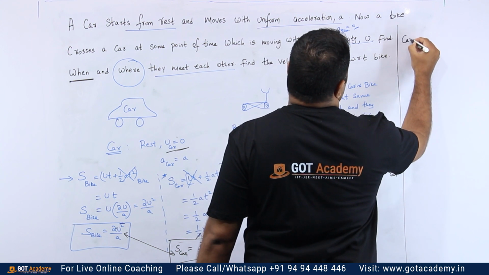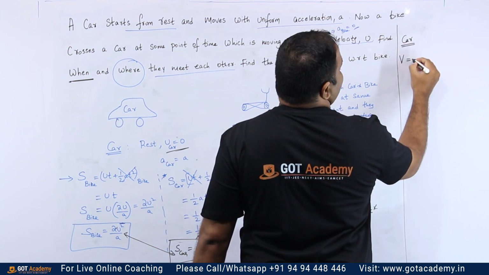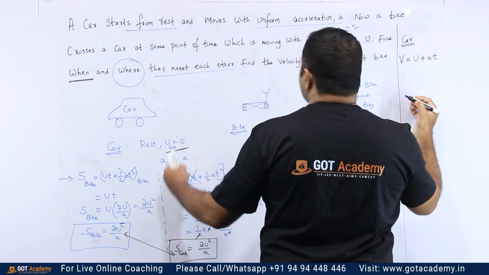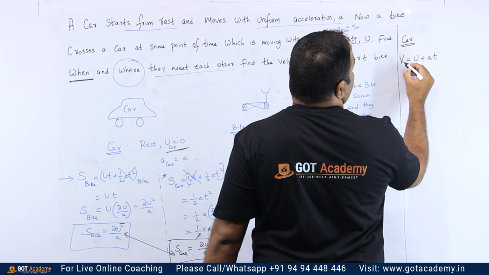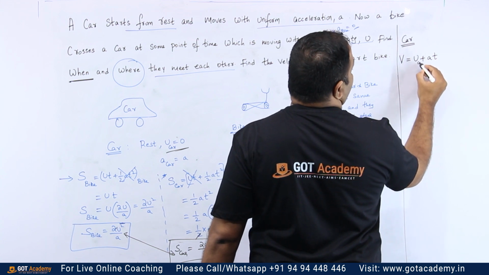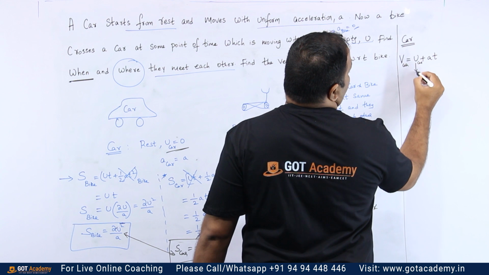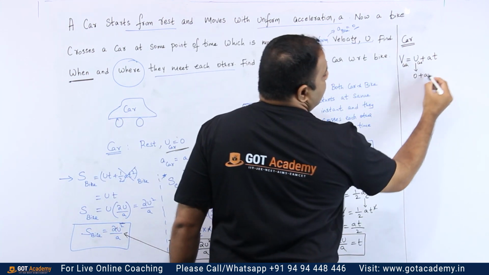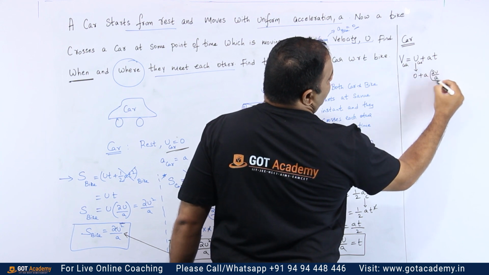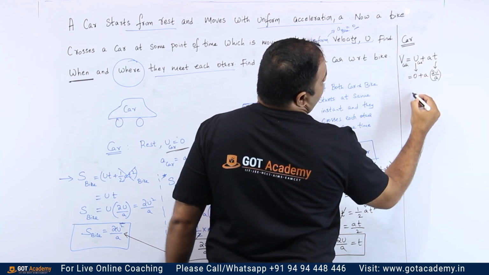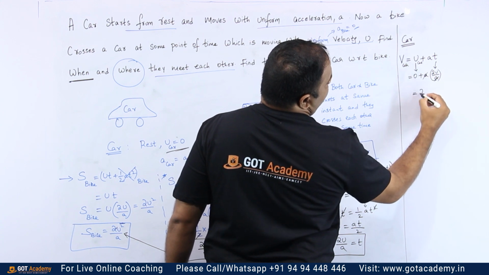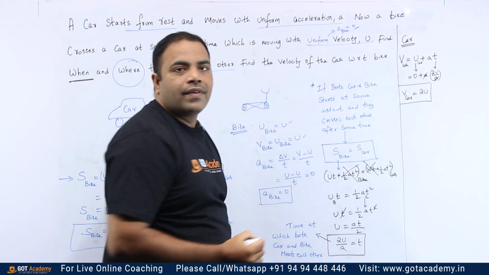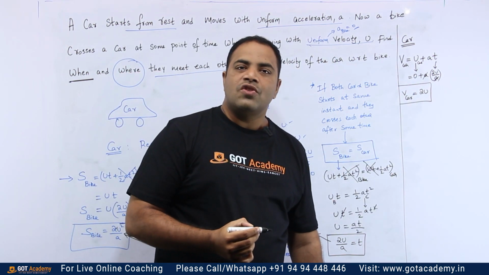So, for a car, velocity after t seconds, V is equal to u plus at. Okay. Here, initial velocity of the car is 0. So, this formula belongs to the car. Initial velocity is 0, and the time that you got here is 2u by a. So, time t is 2u by a. So, a and a cancel. Now the velocity of the car after t seconds is 2u.